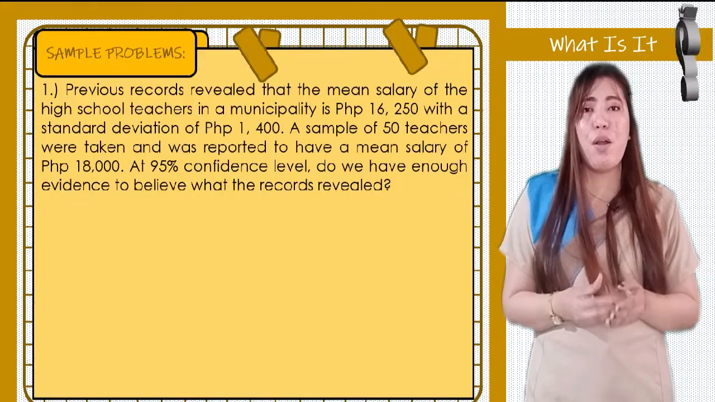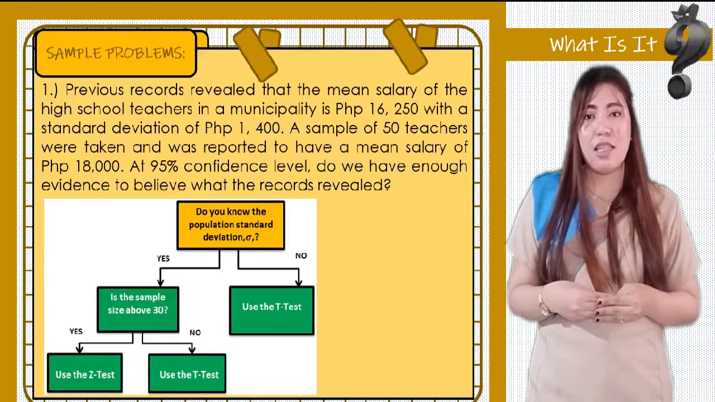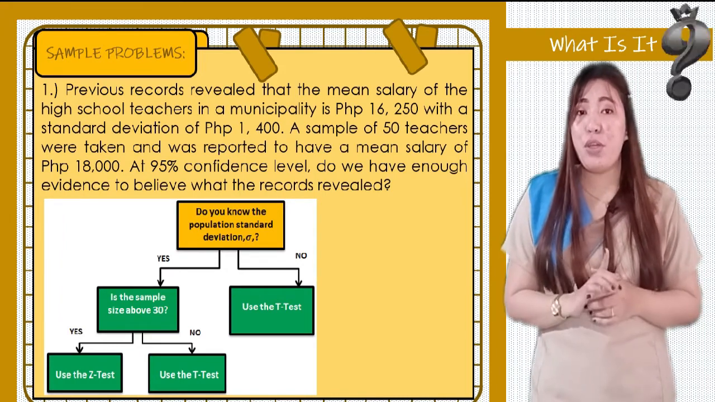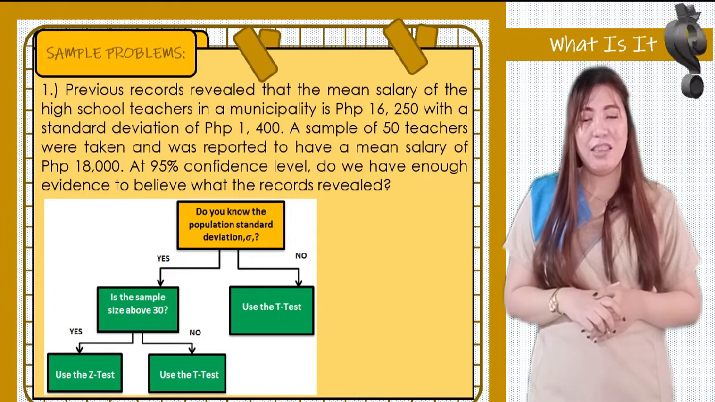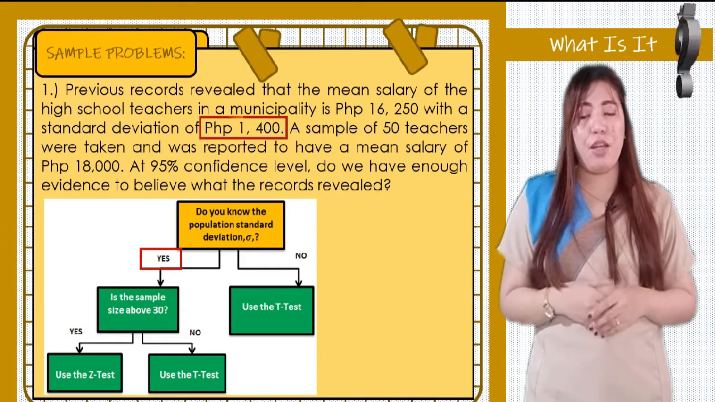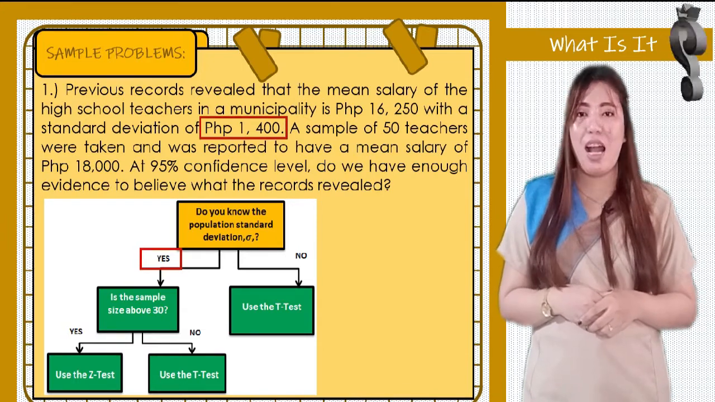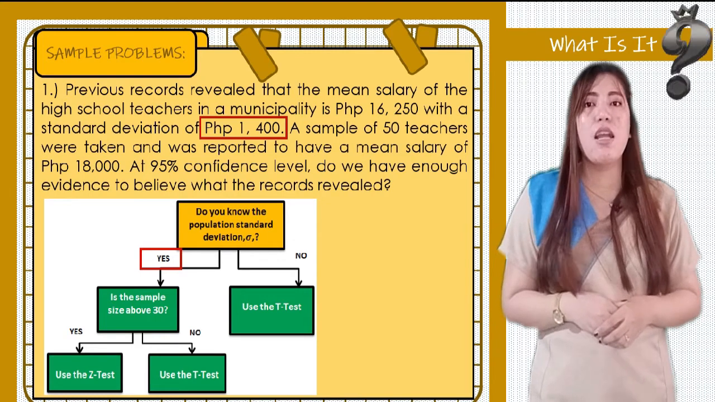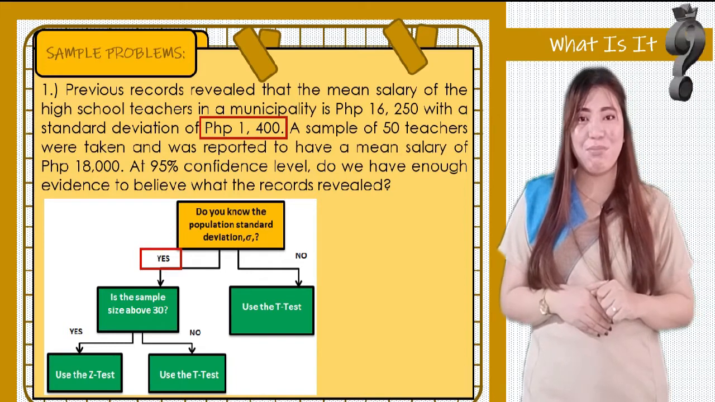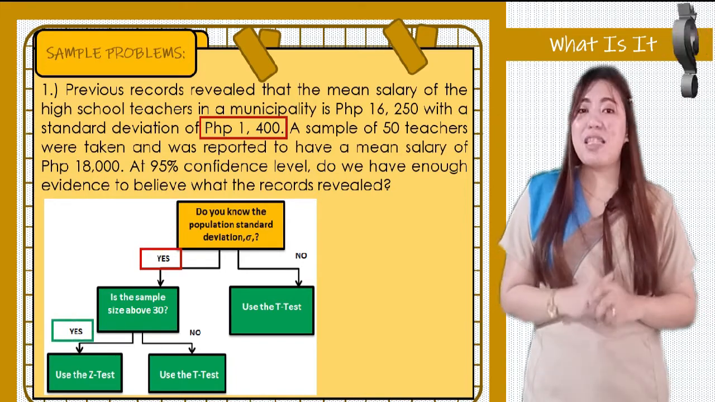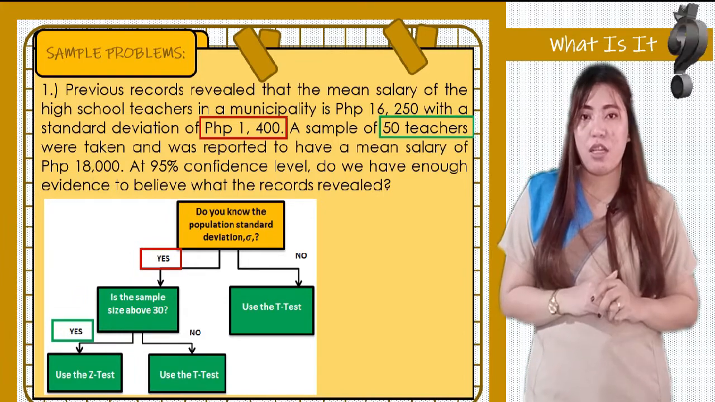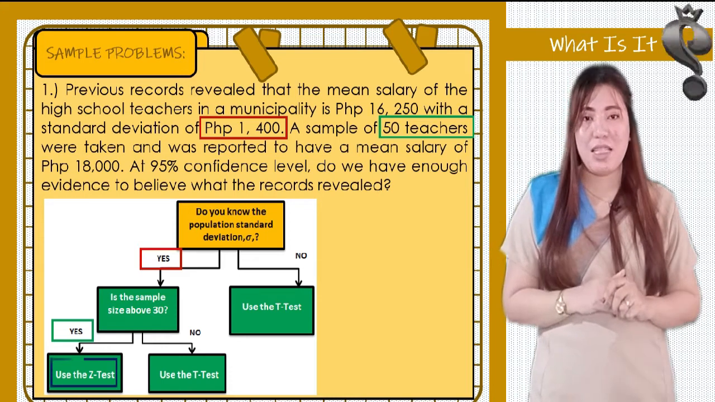To solve, first, let us identify the test statistic to be used using these guide questions. Do you know the population standard deviation? Yes, the population standard deviation is given, which is 1,400. Next question. Is the sample size above 30? Yes, the sample size is 50 teachers, which is above 30. So, we will use the z-test.